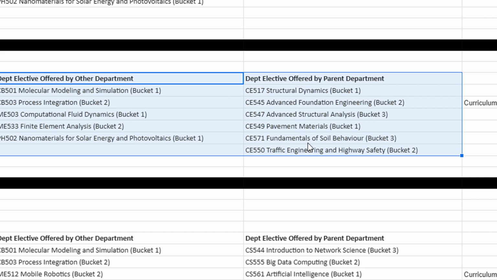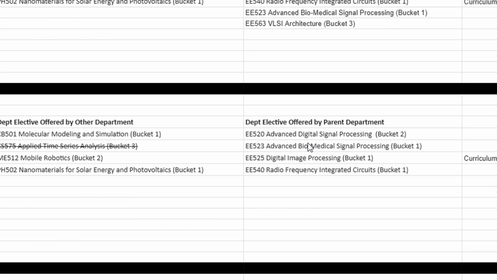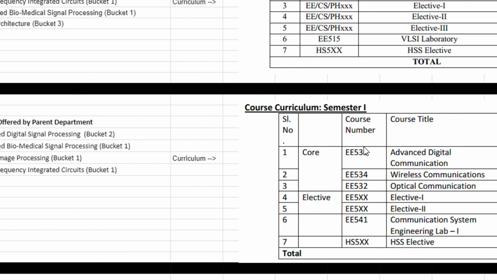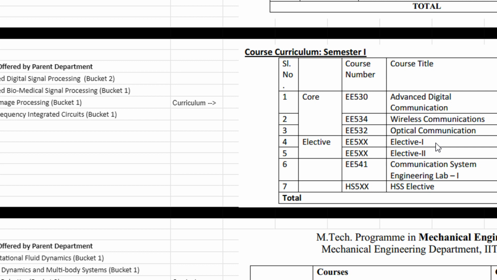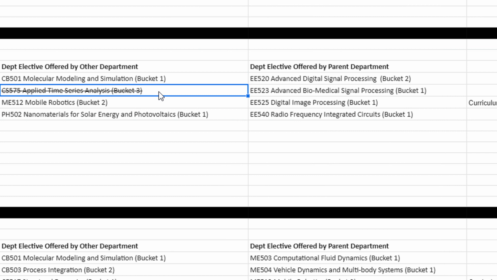So let us see some other departments which may have a lesser number of electives. So for example, communication engineering, right? The electronic guys. If you see in communication engineering, the course curriculum says that there are only 2 electives, elective 1 and elective 2. So you have to choose between only bucket 1 and bucket 2. As you can see, the bucket 3 is crossed out. You can only choose one elective from bucket 1 and one elective from bucket 2.